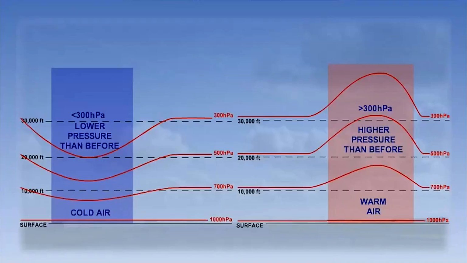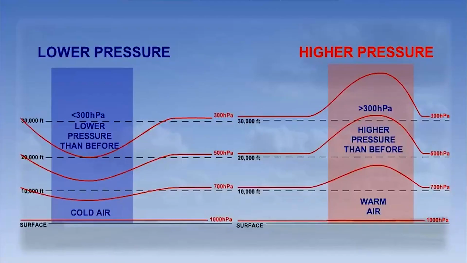In other words, it causes pressure to fall more quickly with altitude. As a result, at any given altitude in a cold air mass, the pressure would be lower than at the same altitude in warm air. These two diagrams demonstrate the principle very well. Notice that at 30,000 feet, the pressure is lower above the cold air than at 30,000 feet above the warm air. Now we have a pressure variation at 30,000 feet.